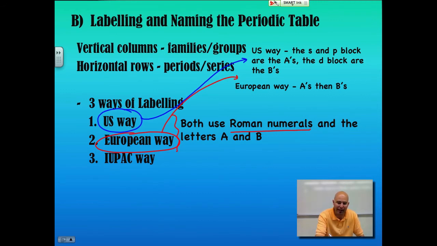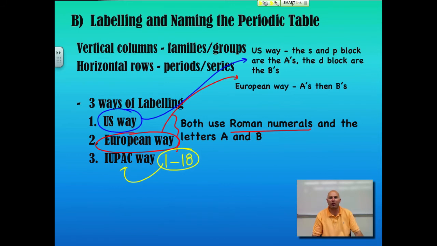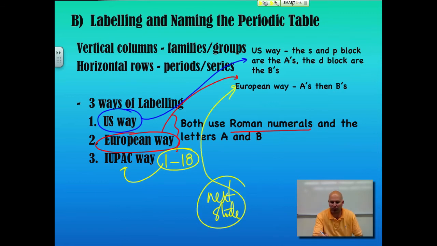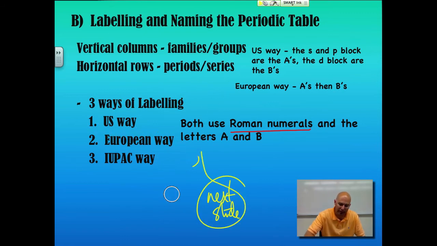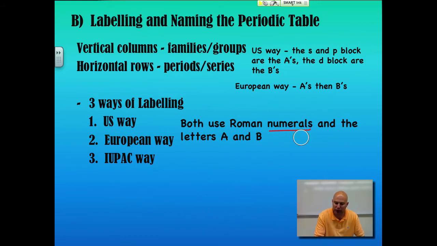The IUPAC way is the simplest way. This is 1 through 18. The IUPAC way goes 1 through 18. It's the one that I have on my periodic table. The unfortunate idea about the IUPAC way, though it's the simplest, is that it doesn't describe valence electrons, so that's what's useful with the US or European way. So let's take a look at the next slide. The next slide will really explain that a little bit more. So let's clean this up, and hopefully I can make it crystal clear for you folks here.